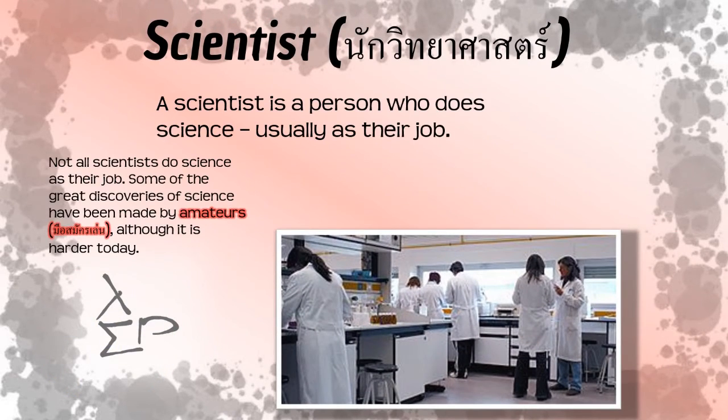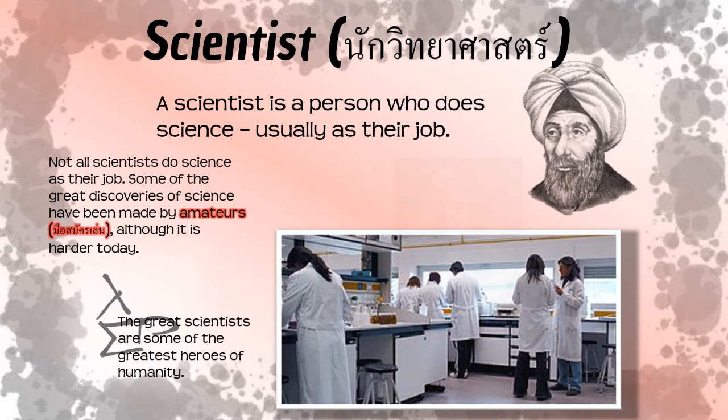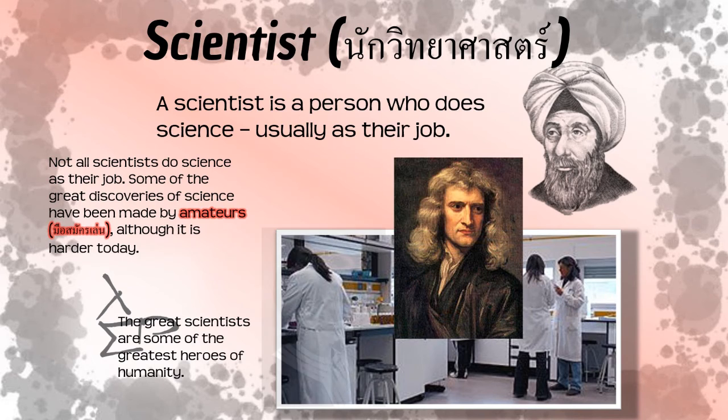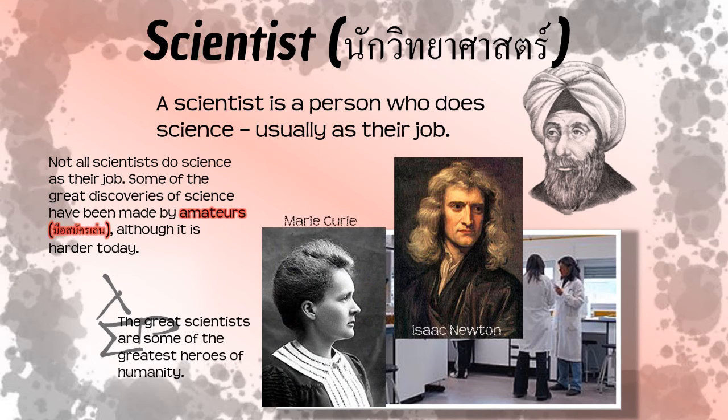Scientist. A scientist is a person who does science, usually as their job. It doesn't have to be their job though, and some of the great discoveries of history have been made by amateur scientists. This doesn't happen so much now because new science is really hard to do and really expensive. But the great scientists of history have changed the way we live.